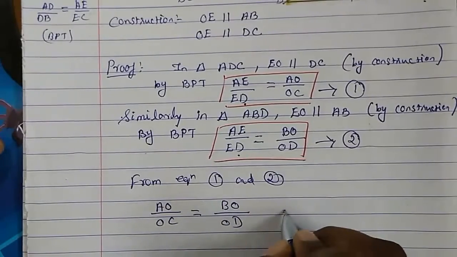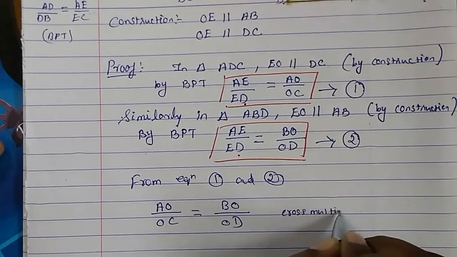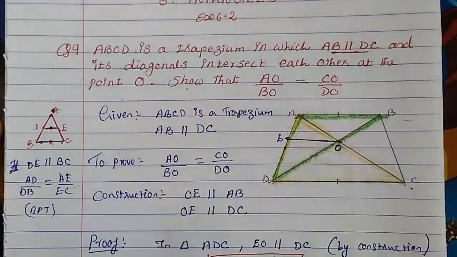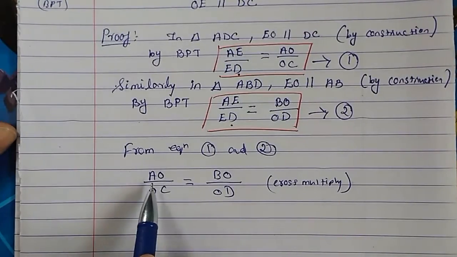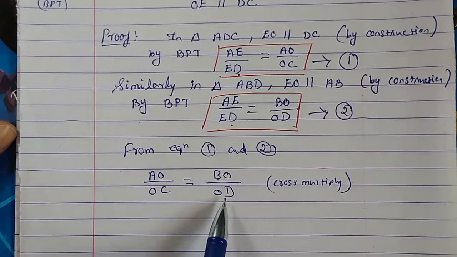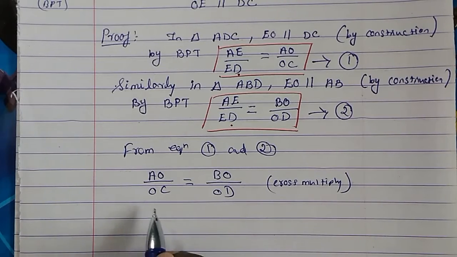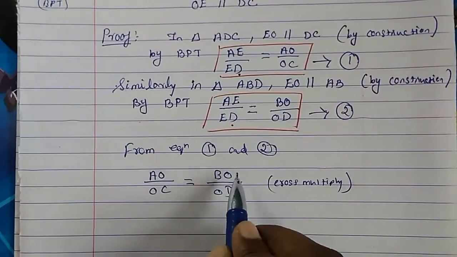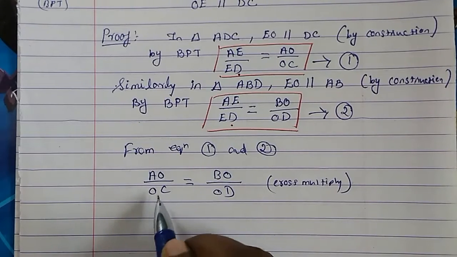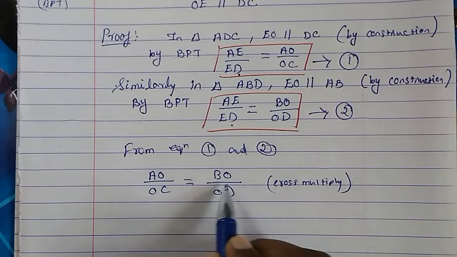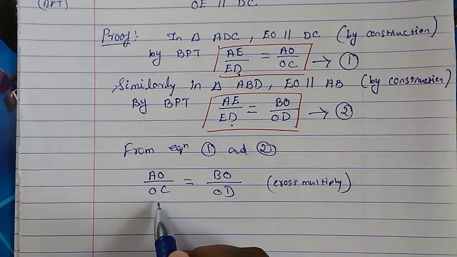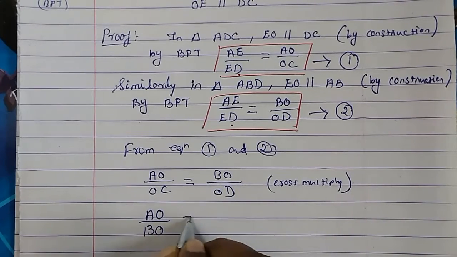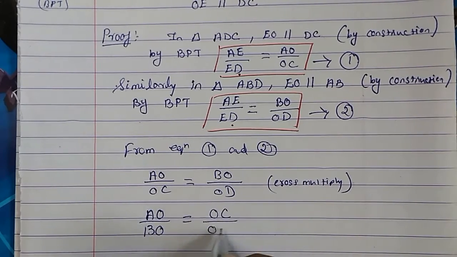Now cross multiply. Why are we doing this cross multiplication? Because we have to prove AO upon BO, but our BO is on this side. That's why we do the cross multiplication. OC is in division, so when it goes to that side, it becomes multiplication, and BO is in multiplication, so when it comes to this side, it becomes division. So we'll write AO upon BO equal to OC upon OD.